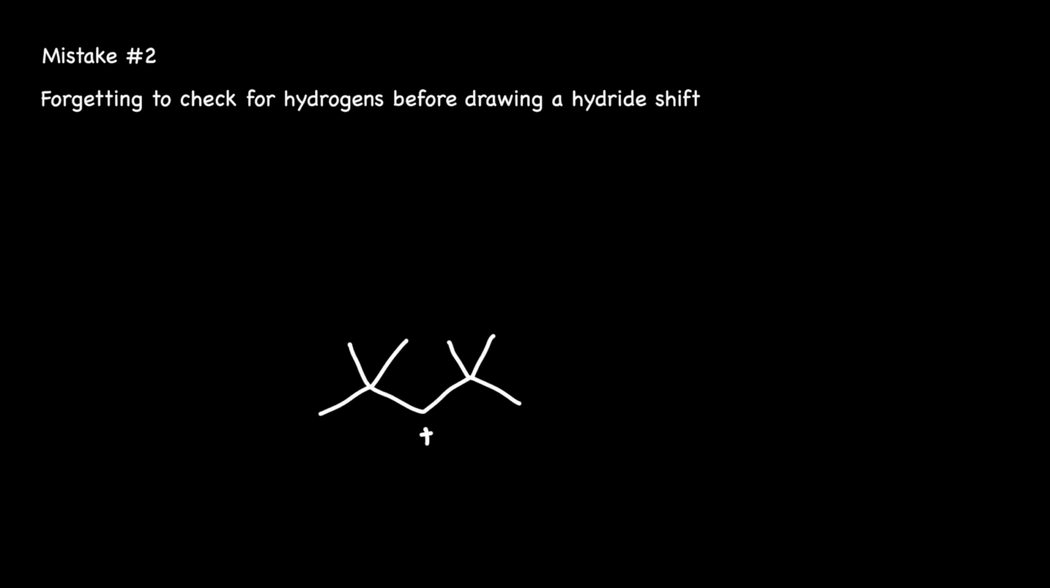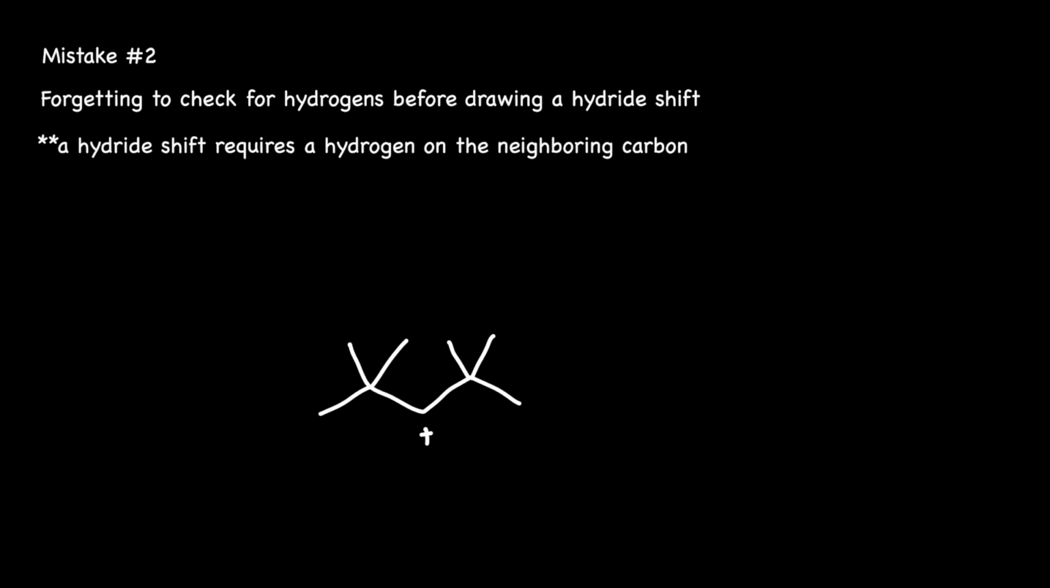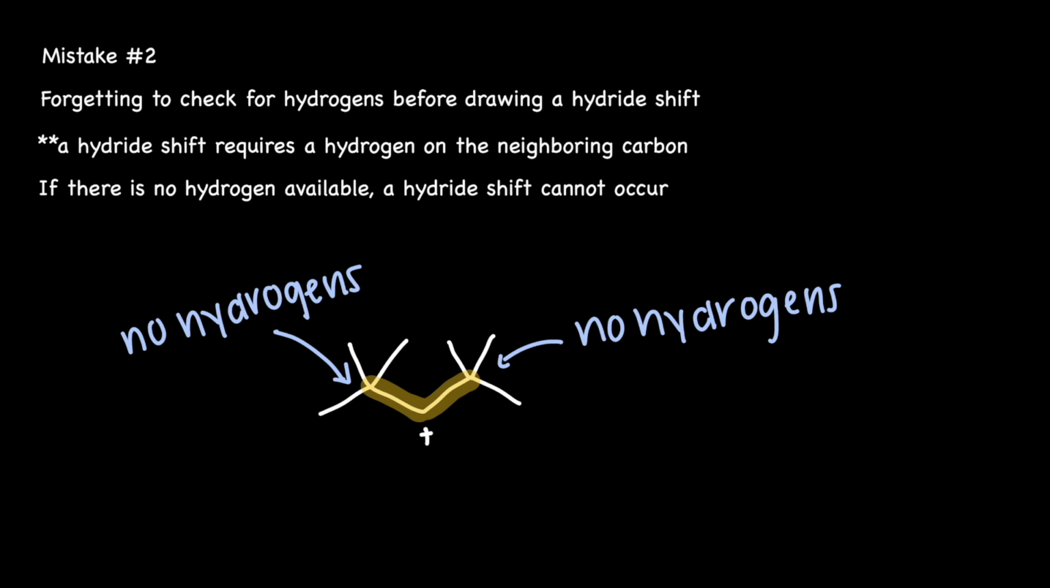Mistake number 2. Forgetting to check for hydrogens before drawing a hydride shift. A hydride shift requires a hydrogen on the neighboring carbon. If there is no hydrogen available, a hydride shift cannot occur. Always check whether the neighboring carbon has a hydrogen before drawing the rearrangement.